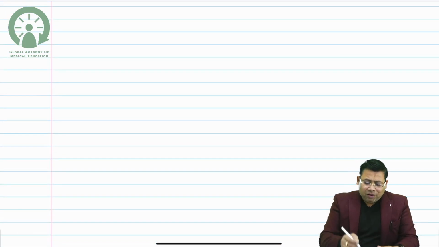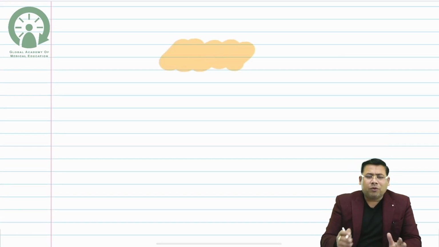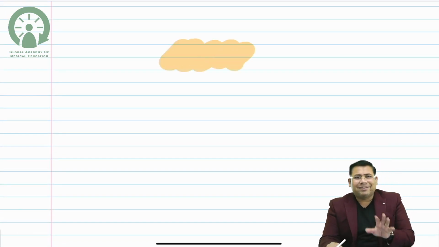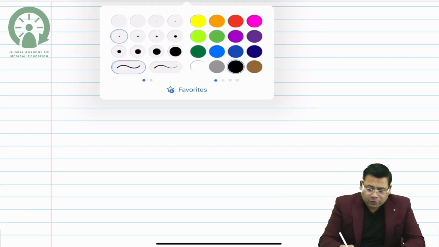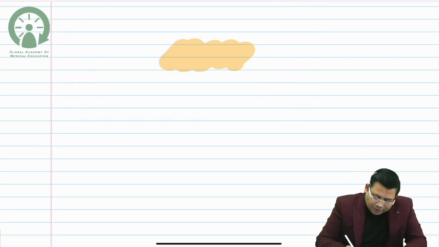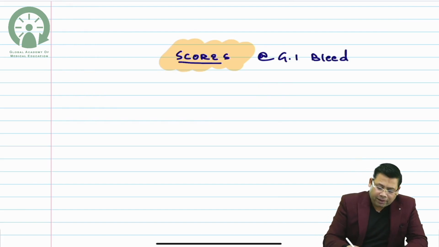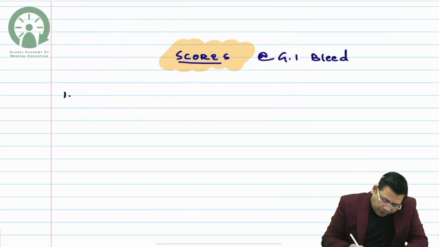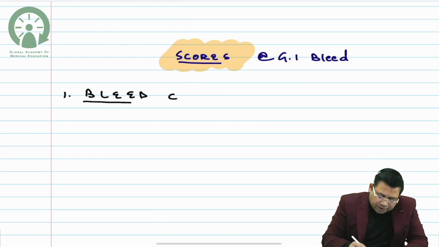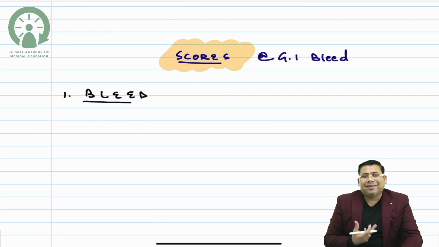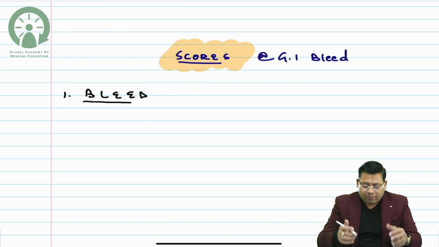Let us try to work on the scores. What are the classical scores? I shall just write the names of them. Let us be more watchful on those things. When you talk about scores of the GI bleed, what are the classical scores? We have a score by the name of BLEED itself. So what is this BLEED score all about? Let us take it as a mnemonic.